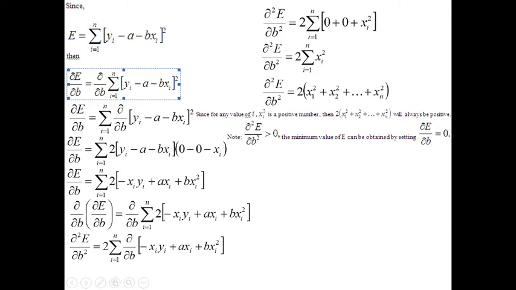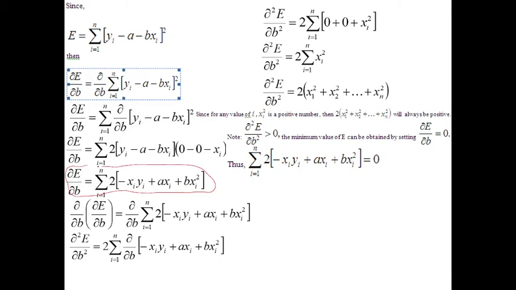Okay. So, set natin equals to 0. So, yung del E over del B, ano yung nakuha natin? Ito yun, di ba? So, okay. So, sabihin niyan, equate natin sa 0. Kaya meron kang 2 negative xi yi plus axi plus bxi squared from I equals to 1 to n. Equate natin ng 0. Yan, no? So, equate natin yan ng 0 in short. Kaya meron tayo nito. Okay?